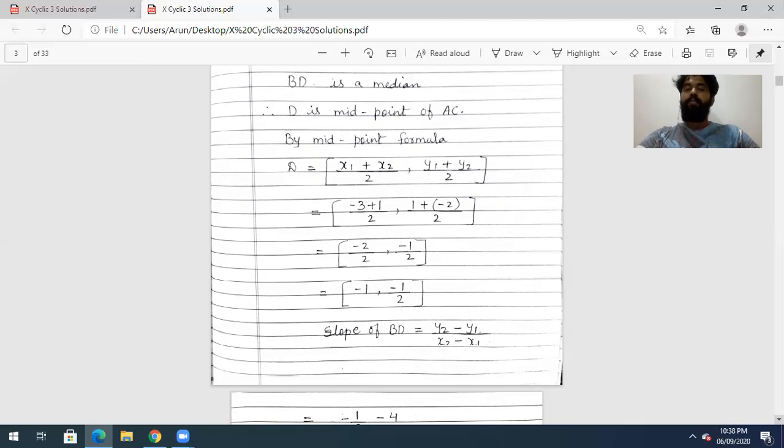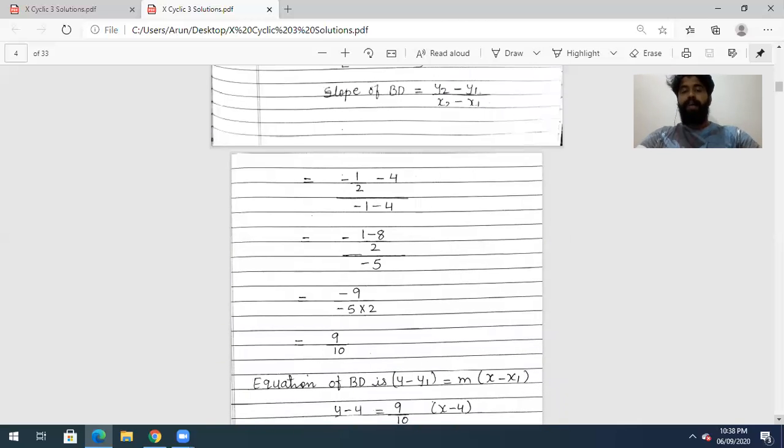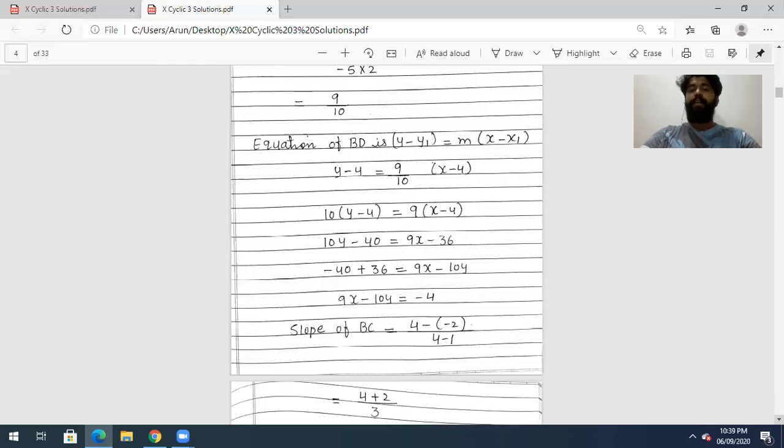The slope is equal to (y2 minus y1) upon (x2 minus x1). So minus half minus 4 upon minus 1 minus 4. So we have minus of (1 plus 8) upon 2, the whole upon minus 5, which is minus 9 upon minus 5 into 2, minus minus cancels. We have the slope as 9 by 10. Now that we have the slope, we can use the slope point form to get the equation of BD. It will be y minus y1 is equal to m into x minus x1. Substitute the values of y1, x1 and m.